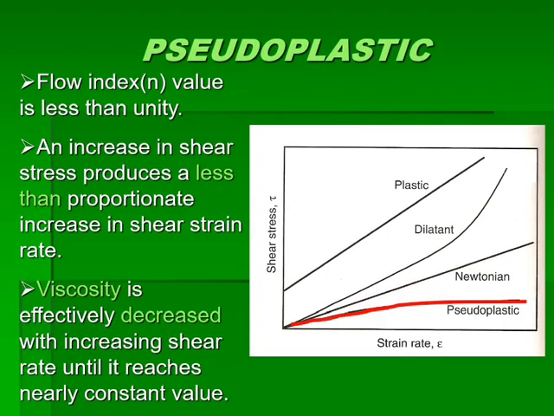Next we have pseudoplastic fluid. Here again the red line represents the pseudoplastic fluid. In pseudoplastic fluid, the flow index value is less than unity. An increase in shear stress produces a less than proportionate increase in shear strain rate. Viscosity is effectively decreased with increasing shear rate until it reaches a nearly constant value.